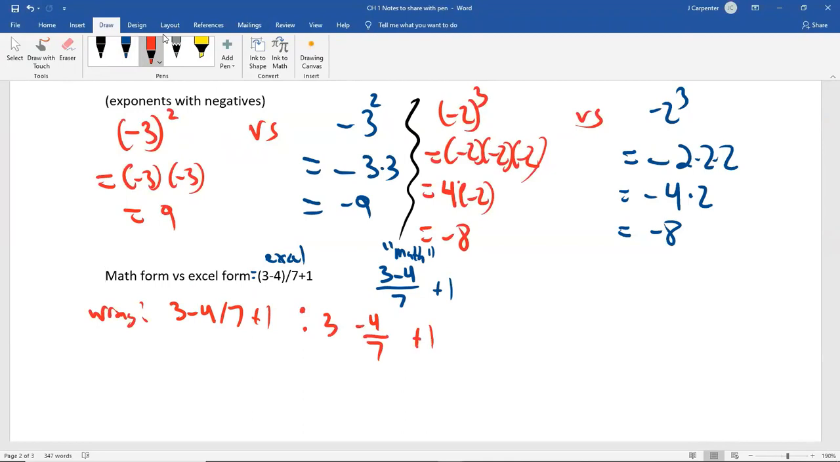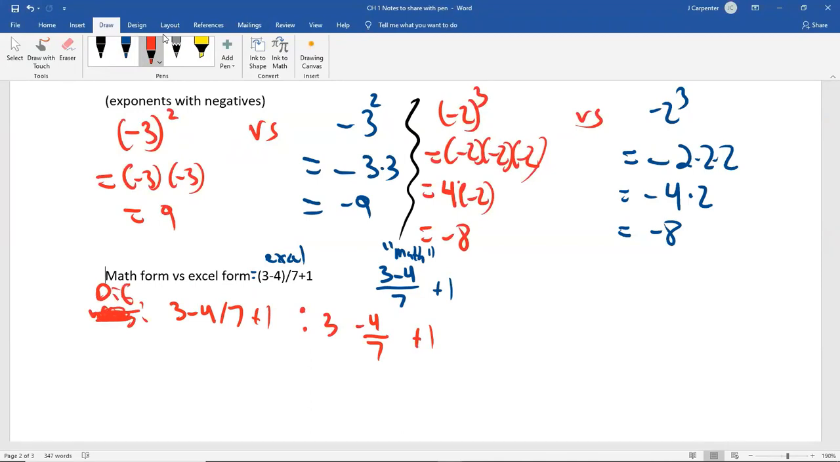Now, I'm not saying the red is wrong. I'm saying that this would not be the same thing as this. This is just a different problem. So maybe not even call it wrong. Just say different problem, since I'm showing both versions of it.